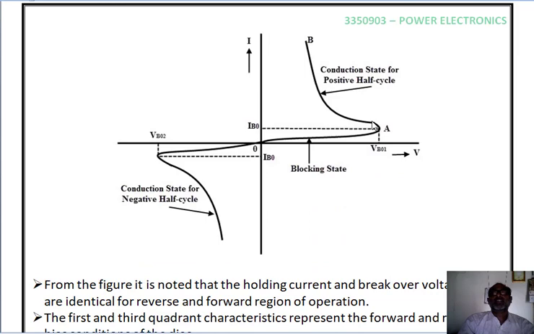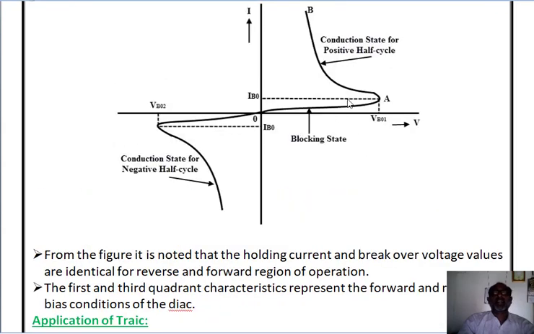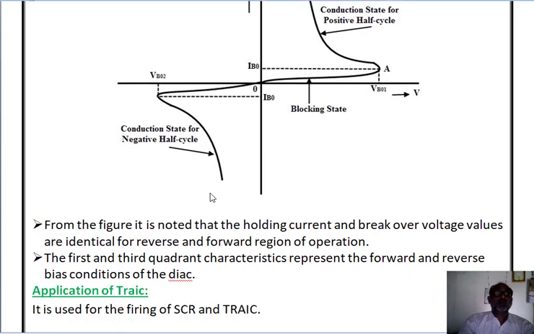Once the diode is turned on, the current passing through it increases. Here you can see that the characteristics for the positive half cycle and negative half cycle remain the same because the doping concentrations in the junctions are the same.